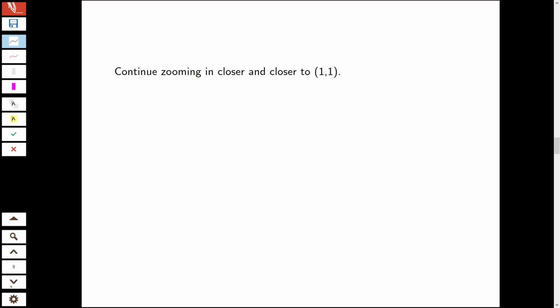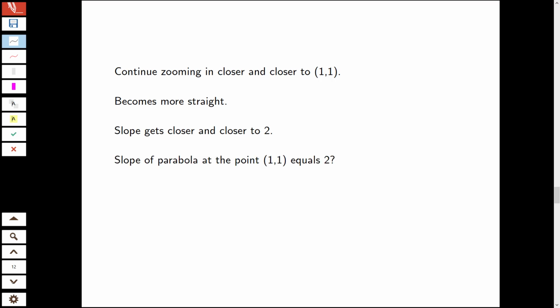So as we zoom in closer and closer to the point 1, 1, what we see of the parabola is going to become more and more straight. And it appears that the slope is going to get closer and closer to 2. So it seems like if we see this process through to the end, at infinity, if you will, we would find the slope of the parabola at this point 1, 1 would be equal to 2.